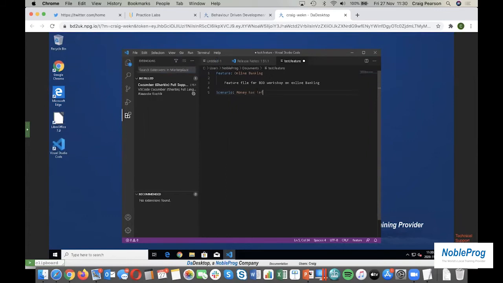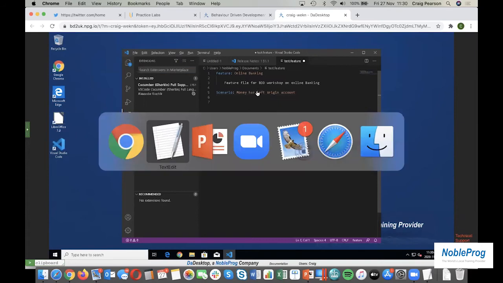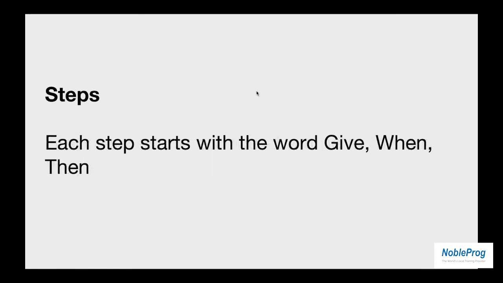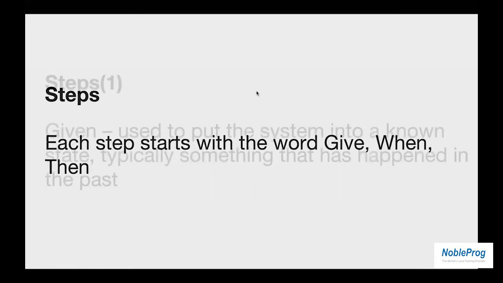Money has left origin. Okay, so that's the description of the first scenario. What's next and what goes into that scenario? Well, these are the behavioral steps. These are the things that we capture next, the user behavior, and we express them one at a time with the words given, when, then.